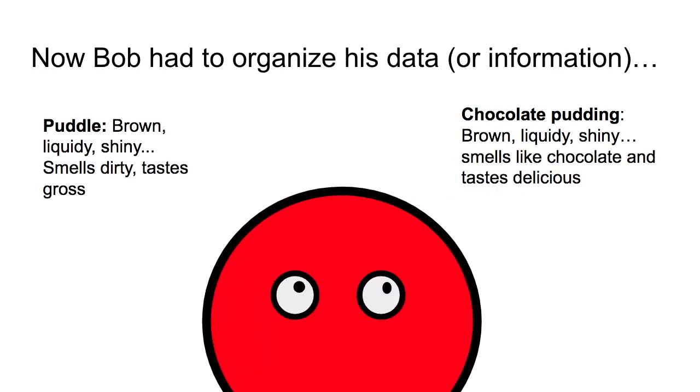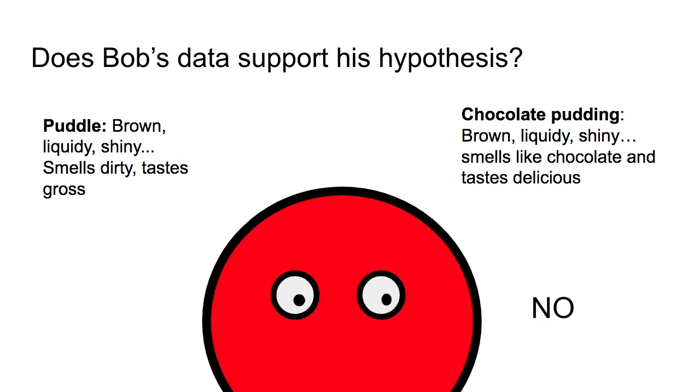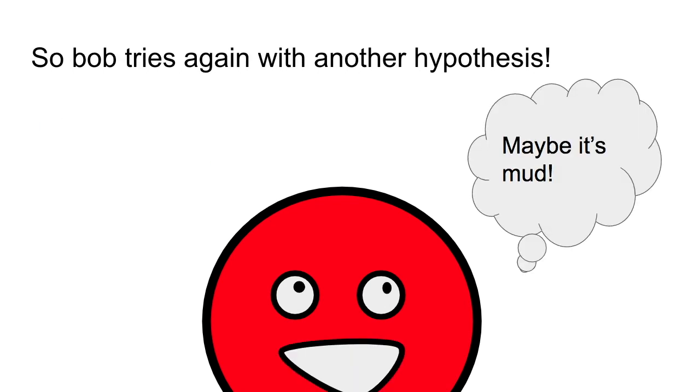And now Bob had to organize his data, or his information. The puddle was brown, liquidy, and shiny. It smelled dirty and tasted gross. Chocolate pudding is brown, liquidy, shiny, but it smells like chocolate and it tastes delicious. Did Bob's data support his hypothesis? No, it did not. So he tried again with another hypothesis. Maybe it's mud.